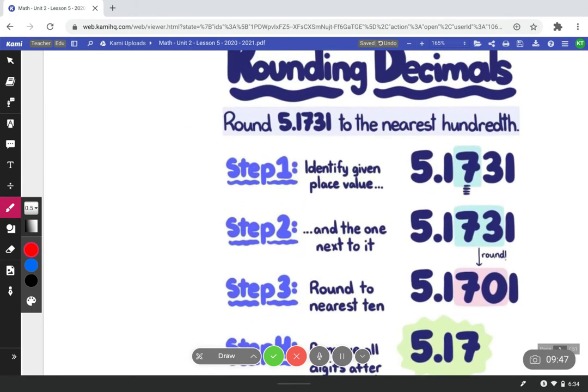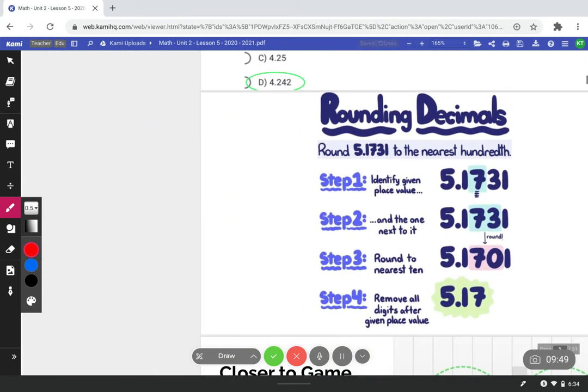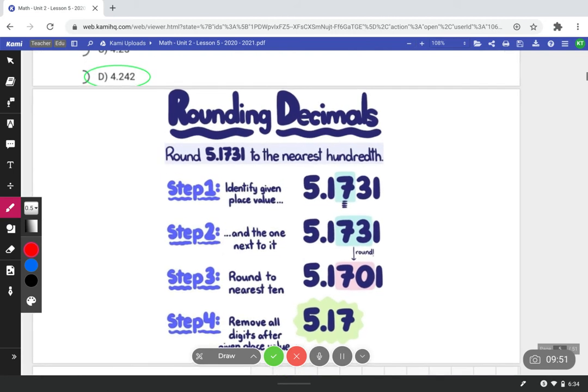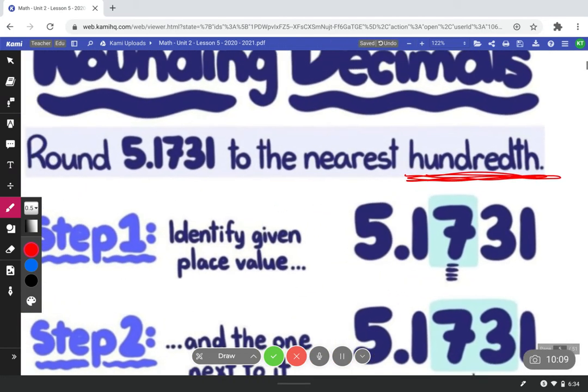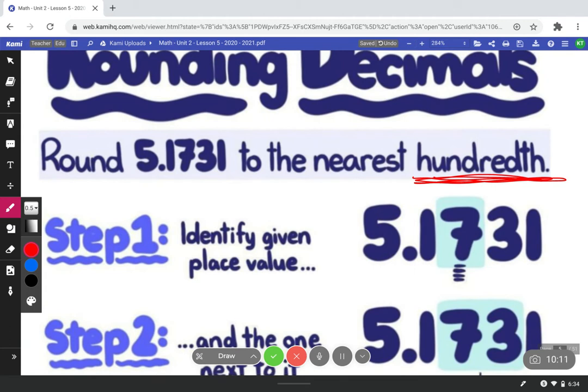So rounding. How do you round decimals? This was in the previous video, so please pause it and read it. The first step is identify the given place value. What is the place value they are wanting us to round to? And in this problem, they say the hundredths. So I go and I identify which number is in the hundredths.